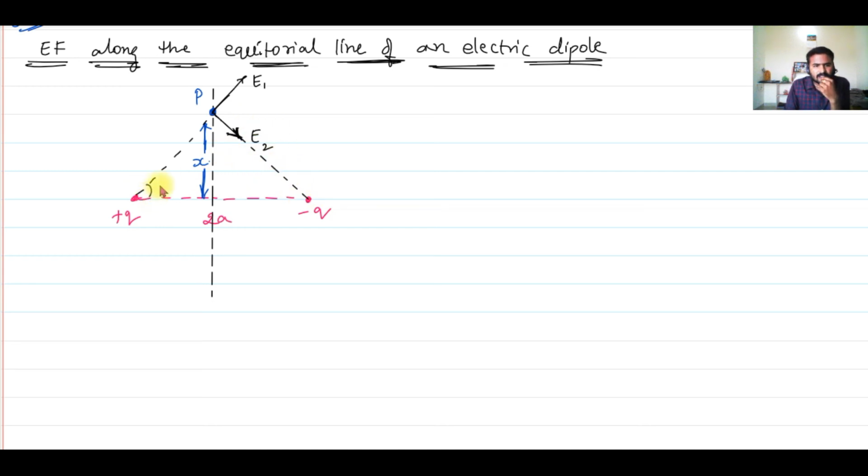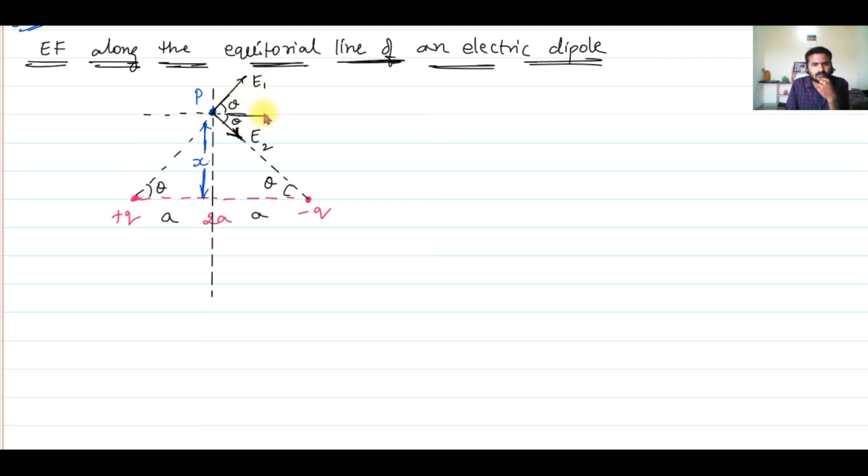Now if I say this angle is theta, then if I draw a horizontal line here, this angle will also be theta, because this is a and here also a, so this is an isosceles triangle. So this angle also will be theta, and E1 is the electrical field due to the positive charge.